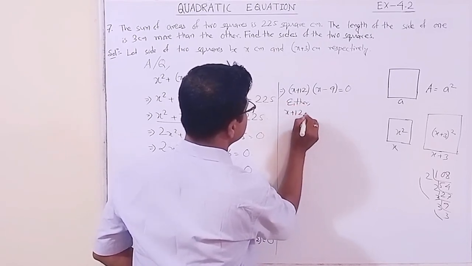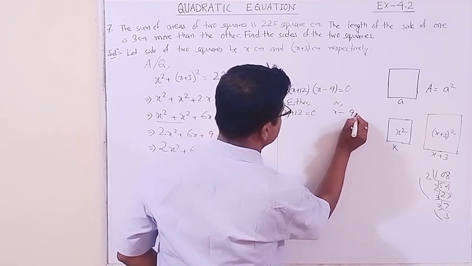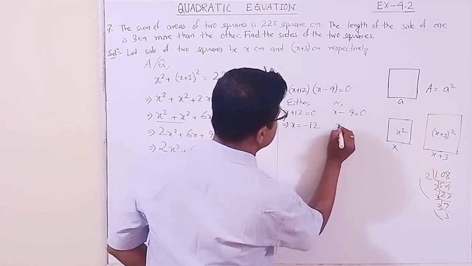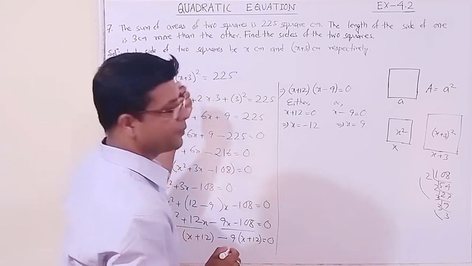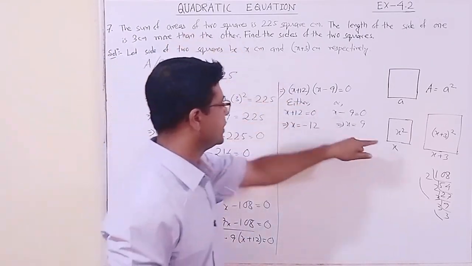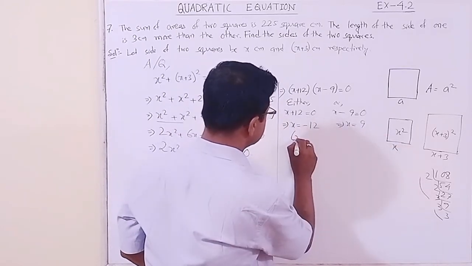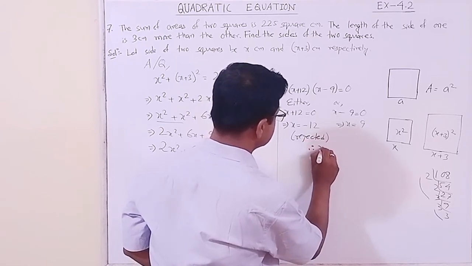x plus 12 is equal to 0, or x minus 9 is equal to 0. So this is x equal to minus 12 and this is x equal to 9. Now what are the values of x here? The value of x is actually the side of a square. Now side of a square cannot be negative, so this is rejected. Therefore x is equal to 9.